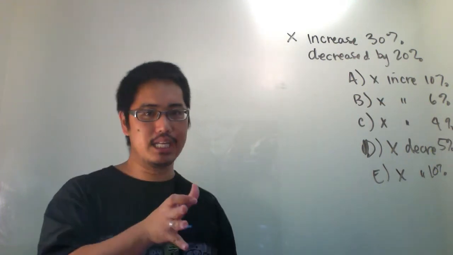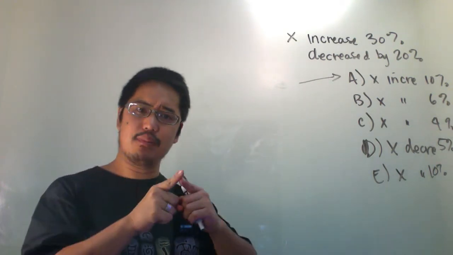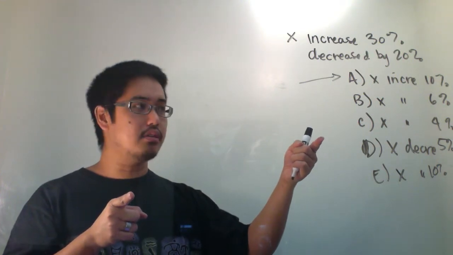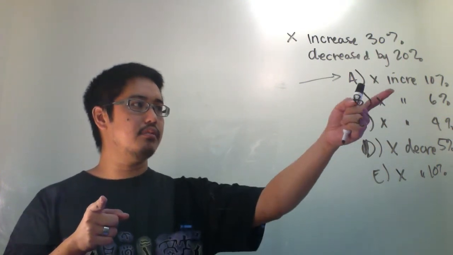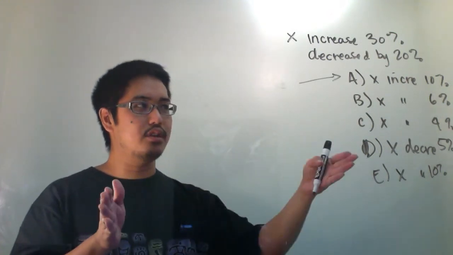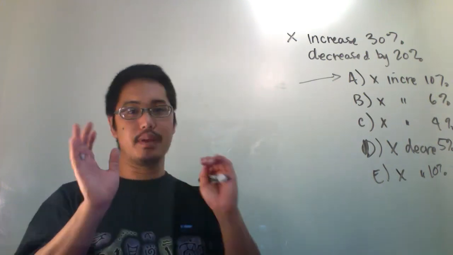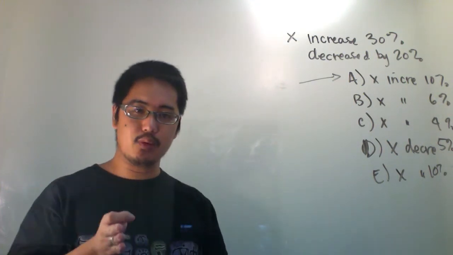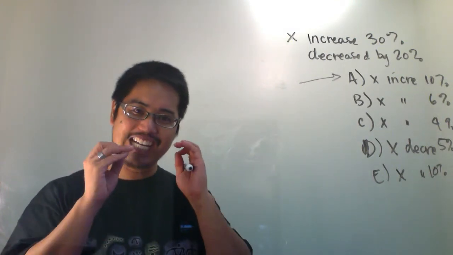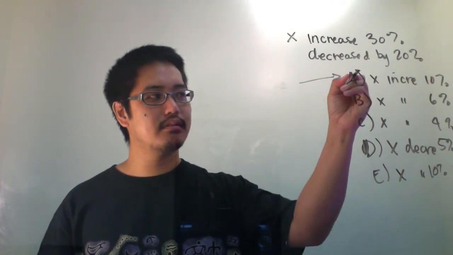Now, immediately, your brain is going to go to A. Because if you have something and you go 30% up, then you go 20% down, then you're basically increasing by 10%. I'll be honest with you, whenever you're dealing with percentages and they give you a gimme like that, I would throw it out. I would immediately think that's the wrong answer.